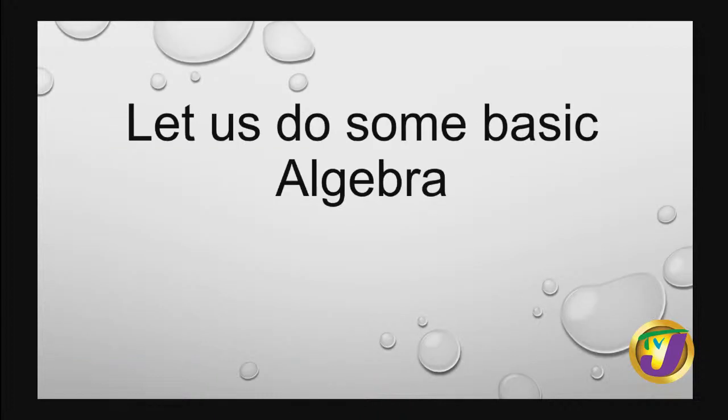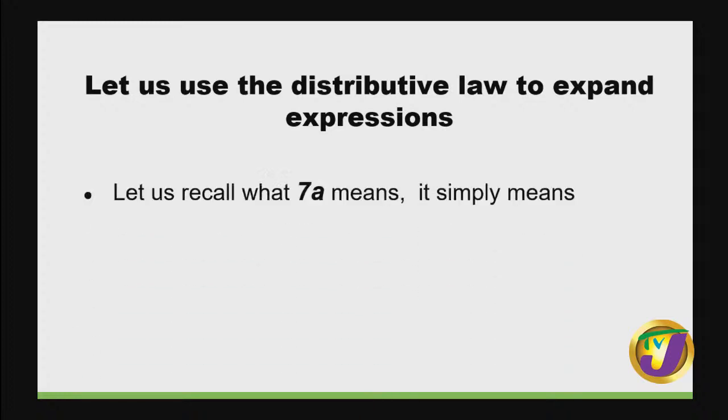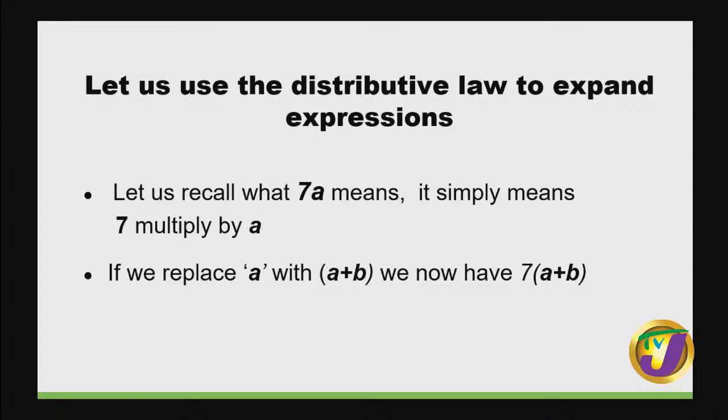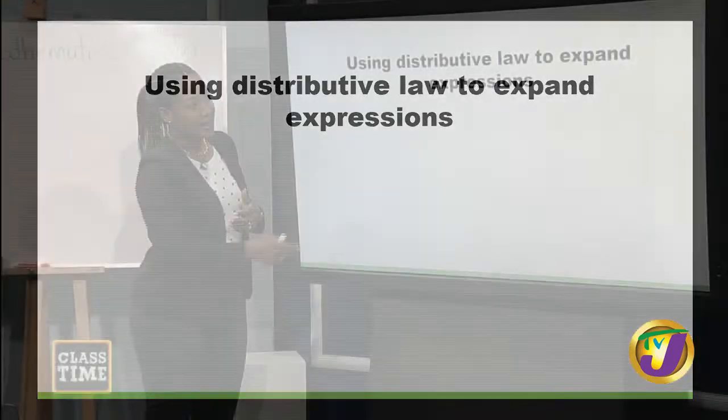So let us do some basic algebra now. Let us recall what 7a means. What does 7a mean, guys? 7a simply means 7 multiplied by a. So when you see the coefficient 7 next to a, it means that you're multiplying. Now, if we were to replace that a with a plus b, we now would have 7, open bracket, a plus b. Why? Because that means we are substituting wherever you see a in that term or expression with a plus b. And that's how we pretty much look at simple things in algebra.